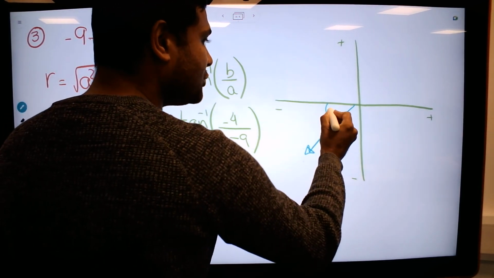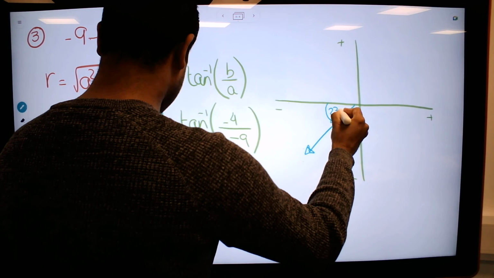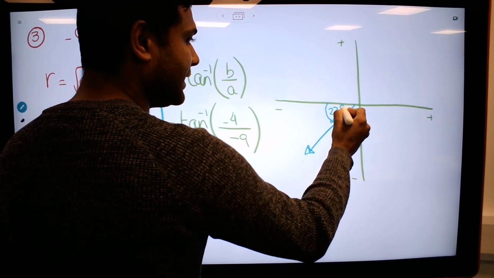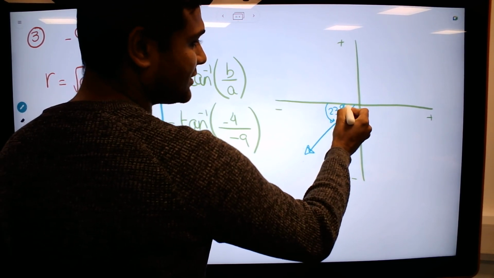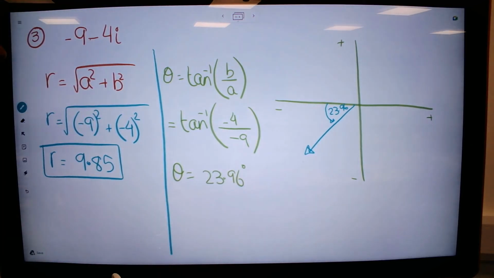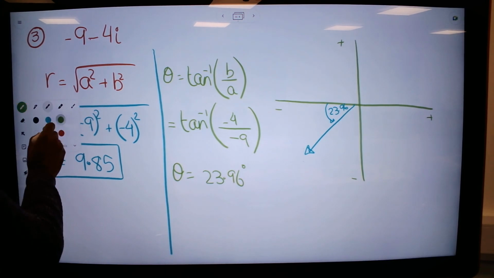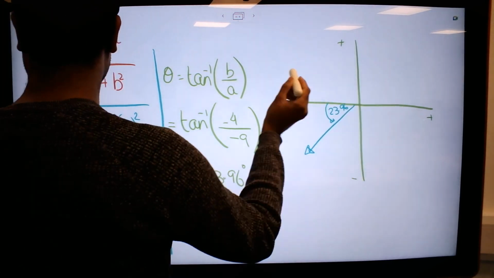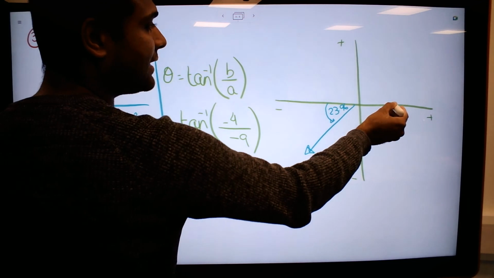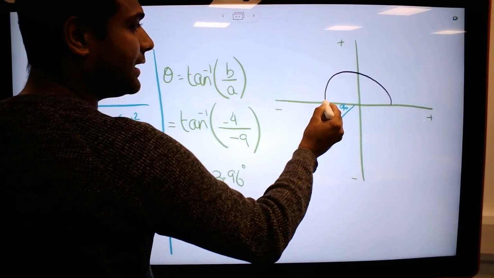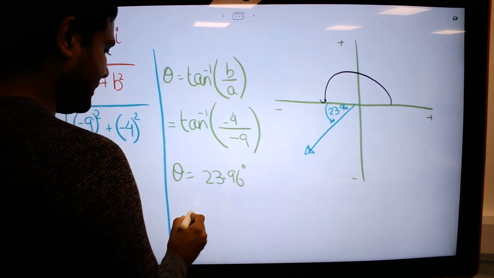This is 23.96 degrees, or I can say 24 degrees, yeah? Because see, I'm measuring that one. But the real angle, the one I need, should start from here. So let's measure the angle. Yeah, so what will be the angle then?